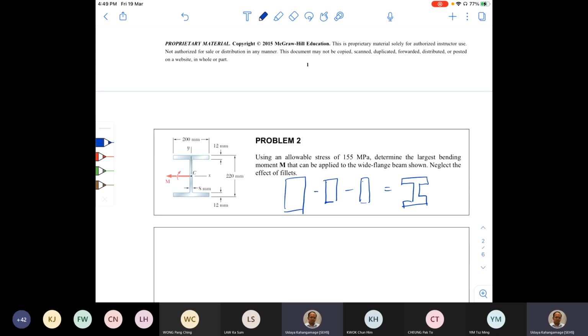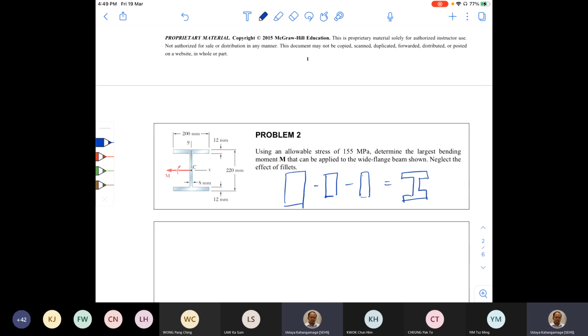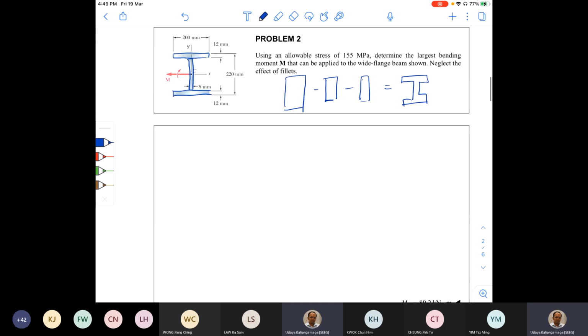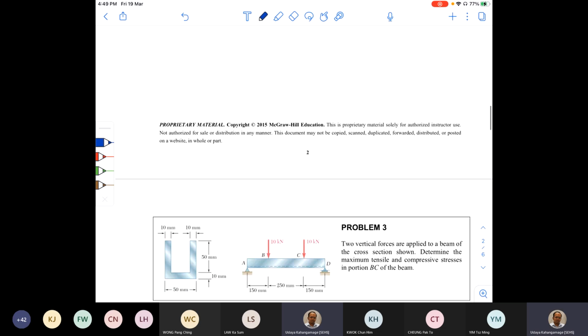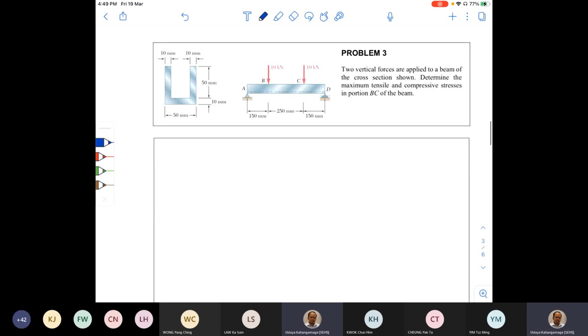The other method is to cut this member and take it as 3 rectangles like this. Then you can find out I by adding the I about the neutral axis for these 3 sections separately. Okay, so I think I will leave that one for you. I will do one more difficult question. So let's read this question.